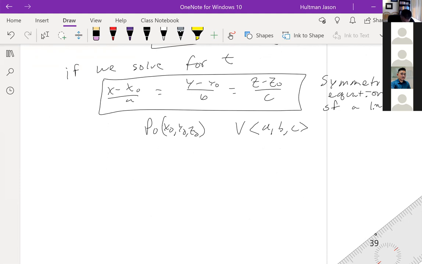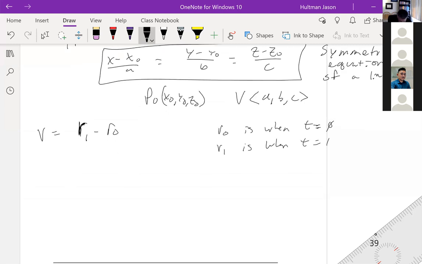If V equals R1 minus R naught, what's that? R1 minus R naught. That means that when T is equal to 1, we have this guy, right? Okay, so R naught is when T is equal to 0. R1 is when T is equal to 1.